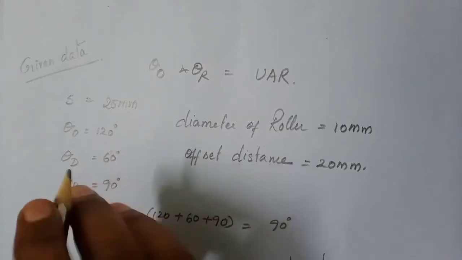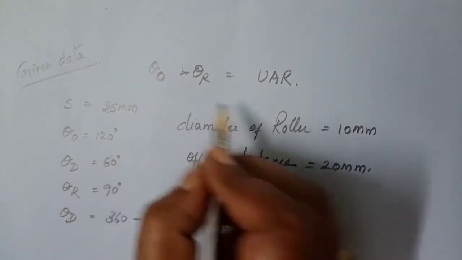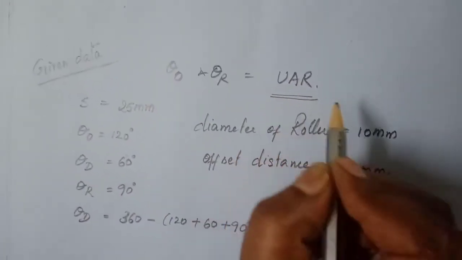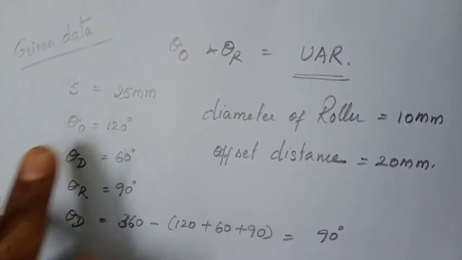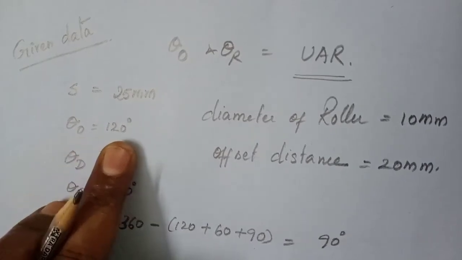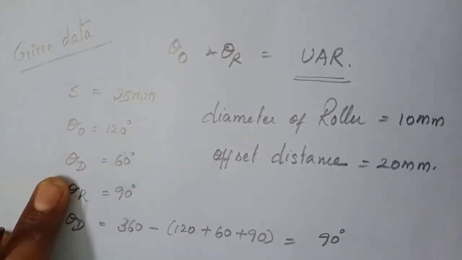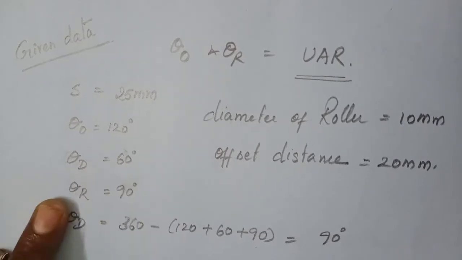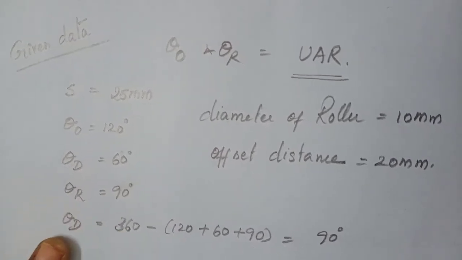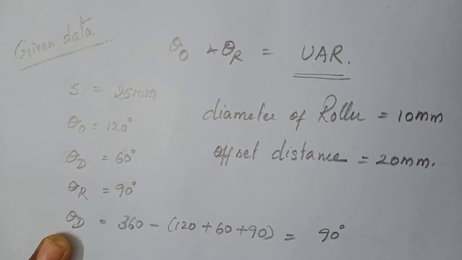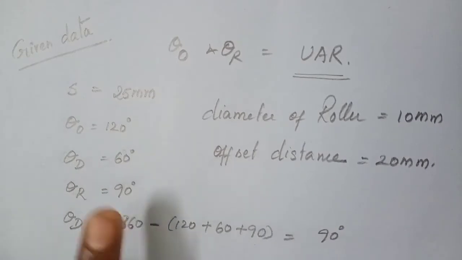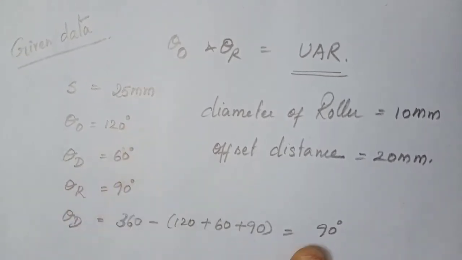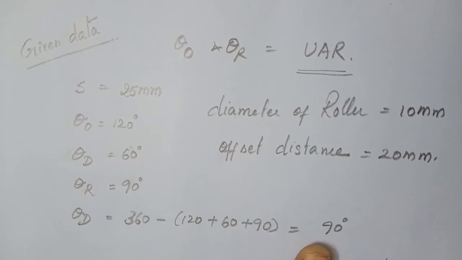Now I have written the given data. Theta O and theta R are both UAR, uniform acceleration and retardation. Lift of the follower is 25 mm. Theta O is 120 degrees of cam rotation, theta D is 60 degrees, theta R is 90 degrees, and the remaining angle is the dwell in the original position. They have simply given rest, so you have to take 360 minus these three angles. The remaining angle is your dwell period.